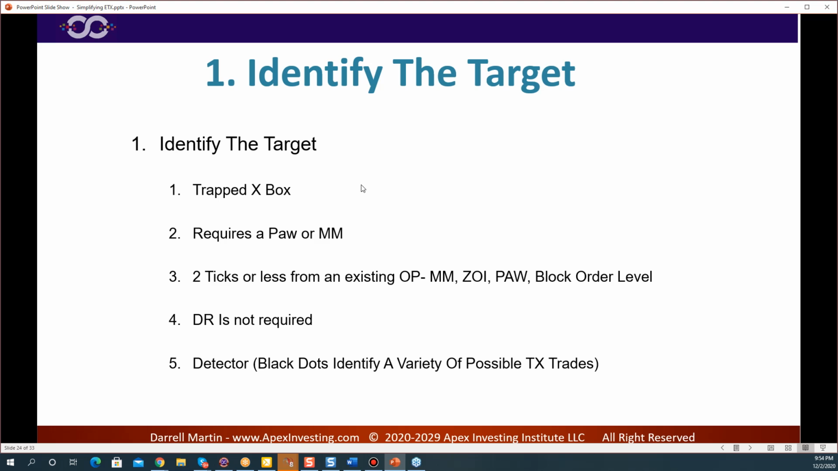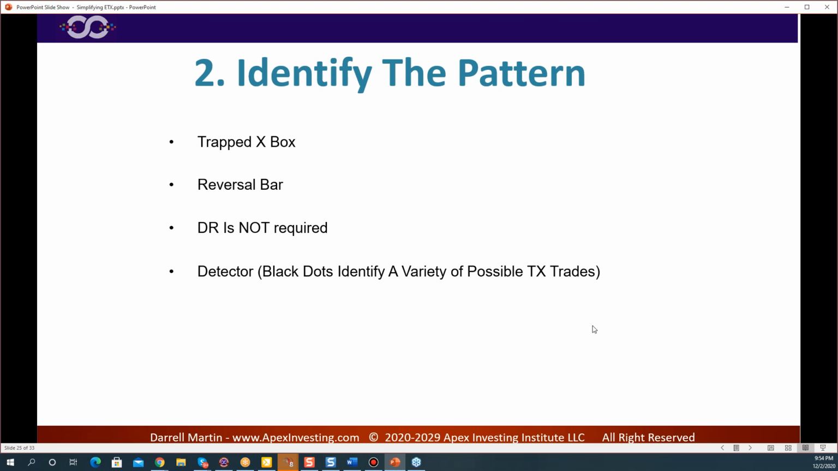Just a quick review. What are we looking for? Trapped X box. Requires a Paul or mini magnet, 2 ticks or less from an existing OP level: a mini magnet, a ZOI, a Paul, or a block order level. DR is not required. DR does not have to match the direction of the trade. And we just discussed that the detectors show us black to show us a variety of different TX trade possibilities. So, trapped X box, reversal bar, DR is not required.